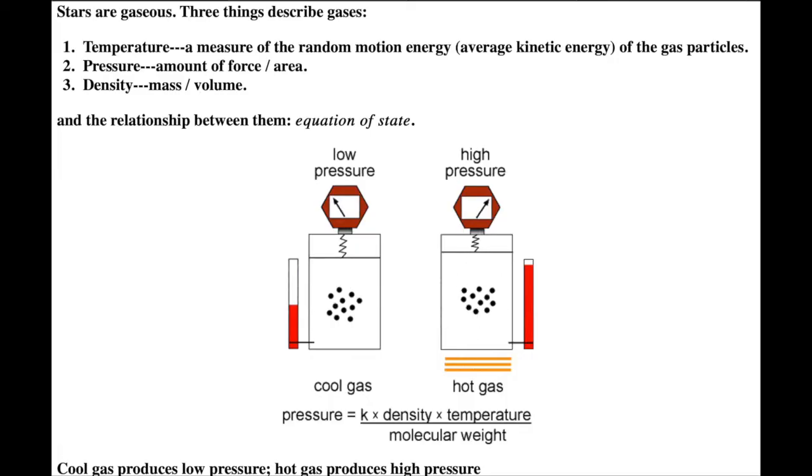Next slide. With this introduction of stars using the sun as our model, let's look at stars in general. Stars are entirely gaseous. Three things describe gases: the temperature, pressure, force per area, and the density, the mass per volume, and the relationship between them is the equation of state.